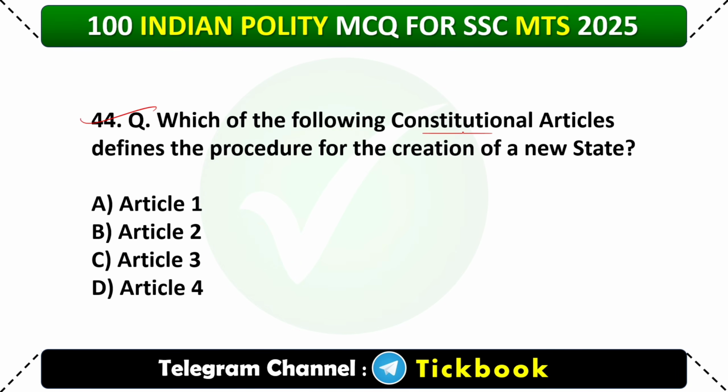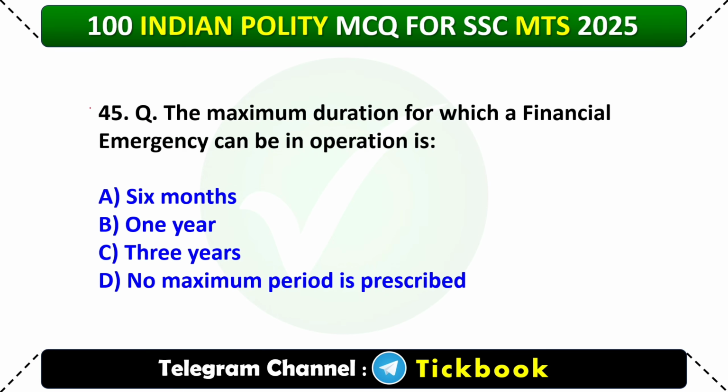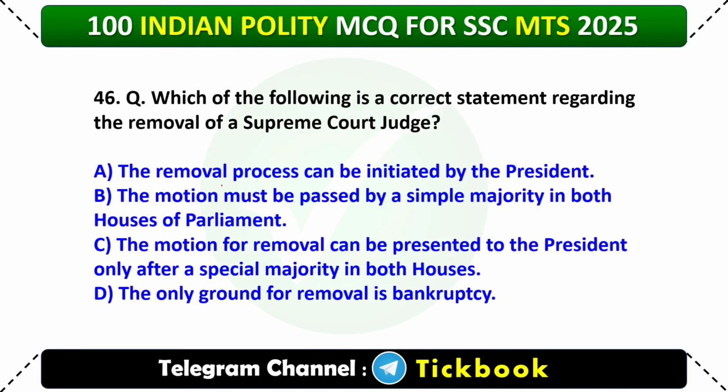44. Which of the following constitutional articles defines the procedure for the creation of a new state? Option number C, Article 3. 45. The maximum duration for which a financial emergency can be in operation is option number D, no maximum period is prescribed.